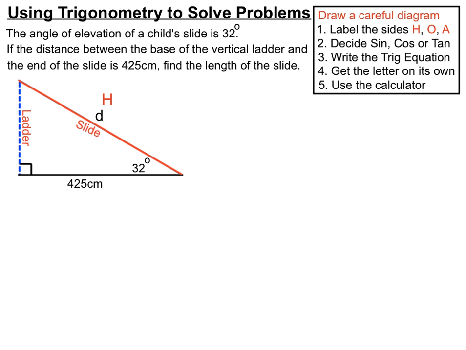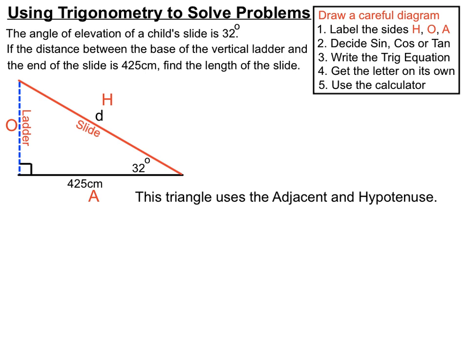Now it's time to label our sides. Longest side is the hypotenuse, the opposite side is the opposite side, the adjacent side is the one we haven't used yet. Now we've got to decide whether it's a sine, cos or tan question depending on which sides we're using. Can you see the sides we're using here in this question? We're asked to find the hypotenuse and we've been given the adjacent side. So they're the two sides we're using, adjacent and hypotenuse.